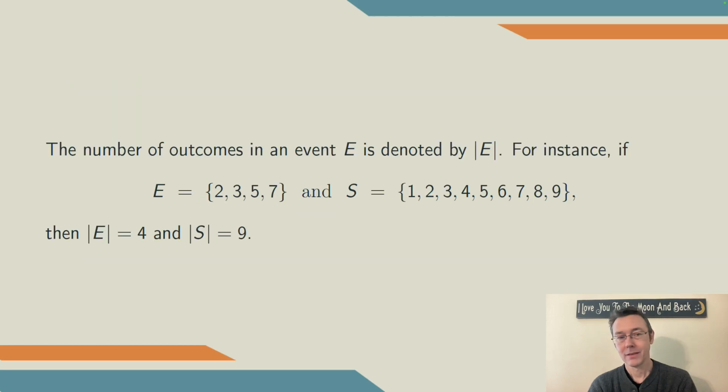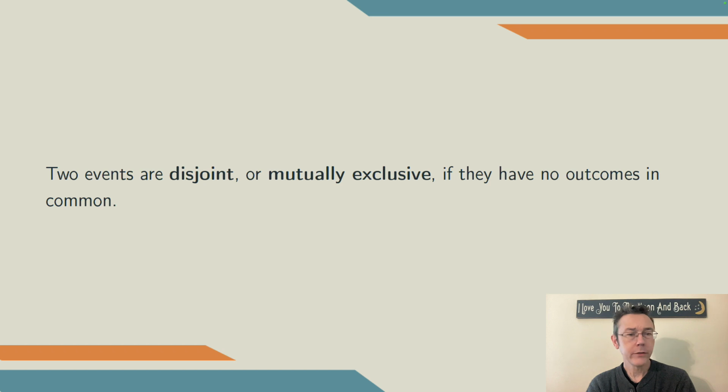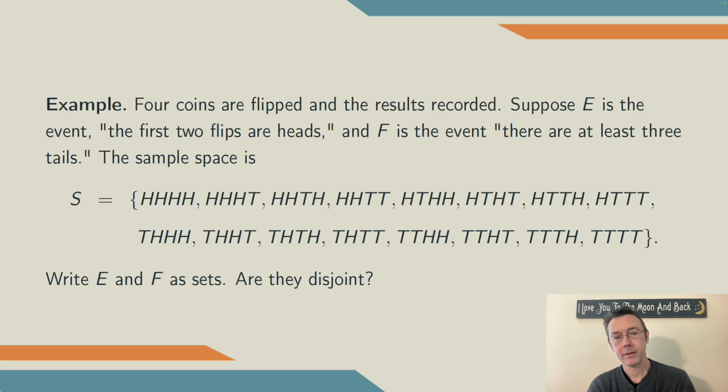The number of outcomes in an event E is denoted with absolute value symbols. So in this last example where E was 2, 3, 5, and 7, and S was all the integers from 1 to 9, the number of outcomes in E is 4, the number of outcomes in S is 9. And that's notation that gets used continuously throughout your study of probability, so it's good to be comfortable with right away. 2 events are disjoint or mutually exclusive if they have no outcomes in common. Those 2 terms mean exactly the same thing.